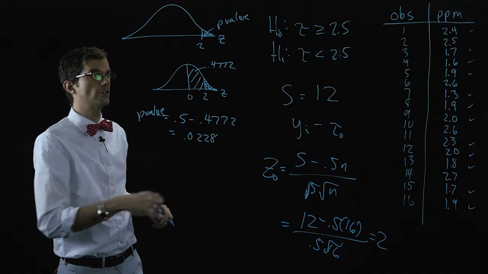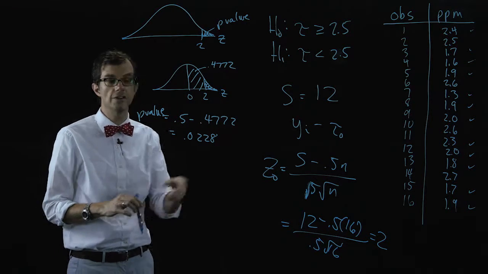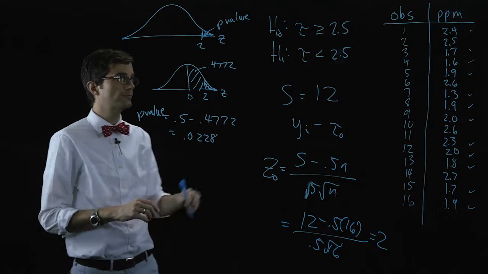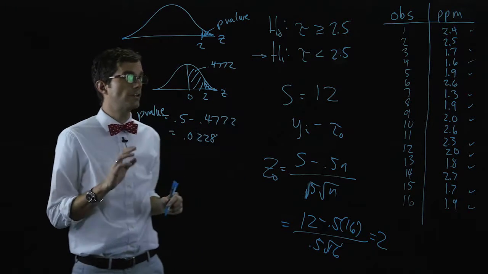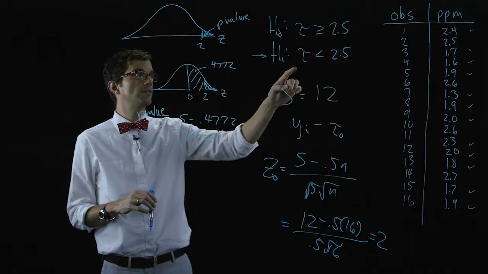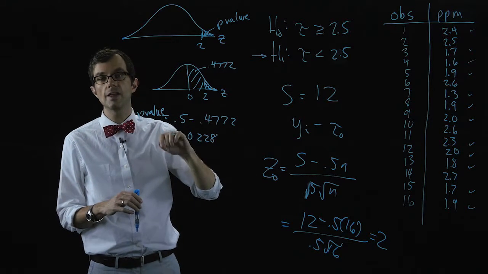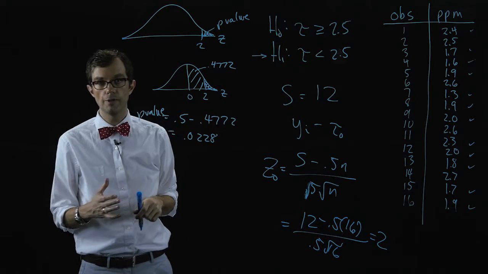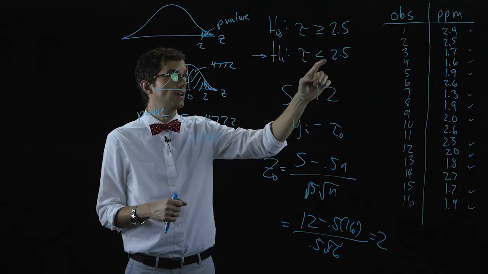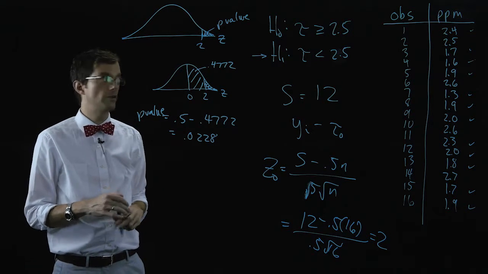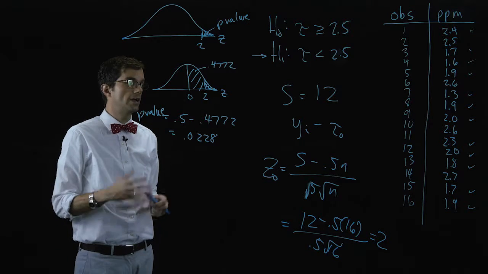Okay, let's say we wanted to draw a conclusion with 95% confidence. That would be a pretty strong result right there. We would reject the null and conclude that tau is indeed less than 2.5 parts per million. The median would indeed be less than 2.5 parts per million of impurities in the water that we're using in the brewing process.